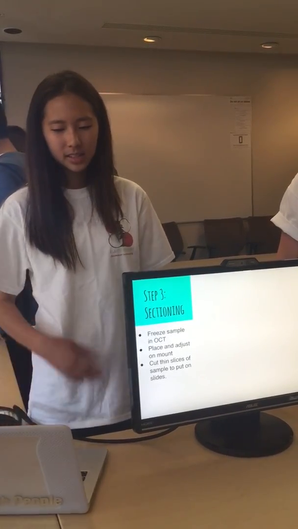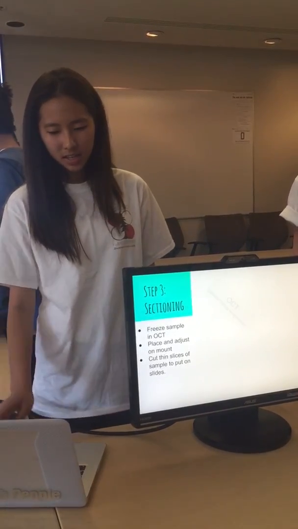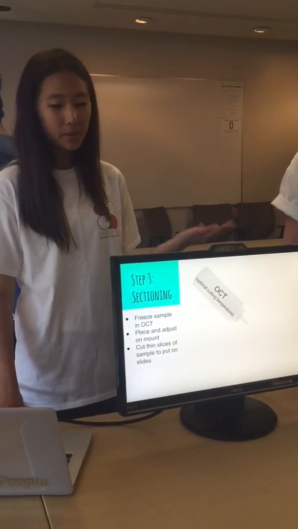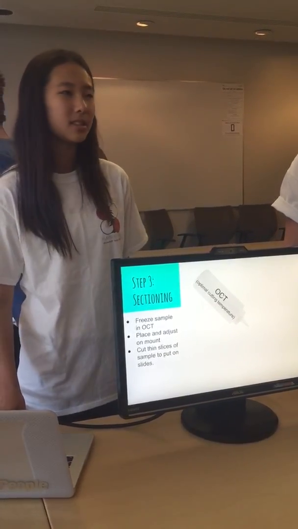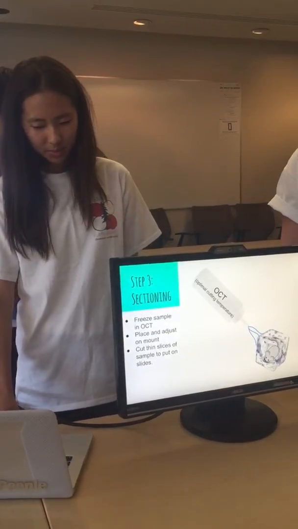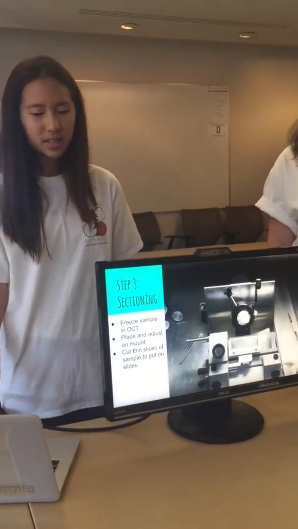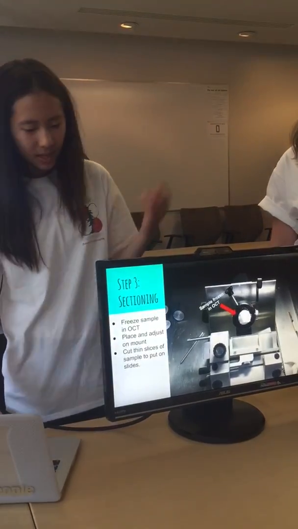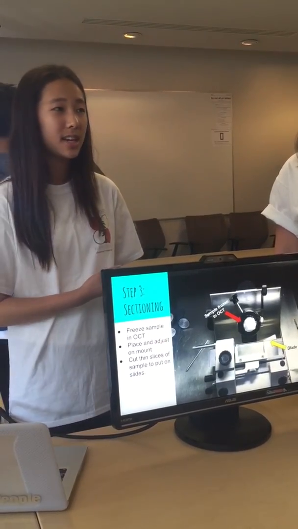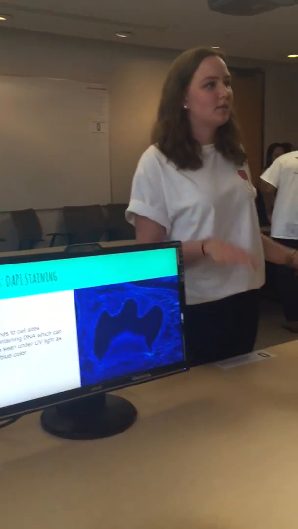Then next, we will section our samples, and what this is, we'll freeze our samples in OCT, which stands for optimal cutting temperature. At room temperature, it's a liquid, and when it's cold, it becomes a solid. So it is very much like freezing an ice cube, but with your sample inside. Then we take our block of sample and put it in our cryosectioning machine. That's where you put it. And we take a blade and we make very thin slices of this to put on our slides. Are there any questions up to this point?